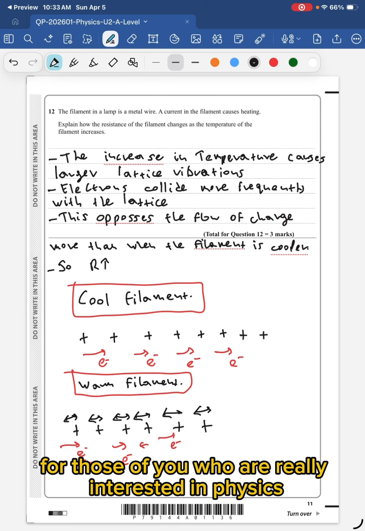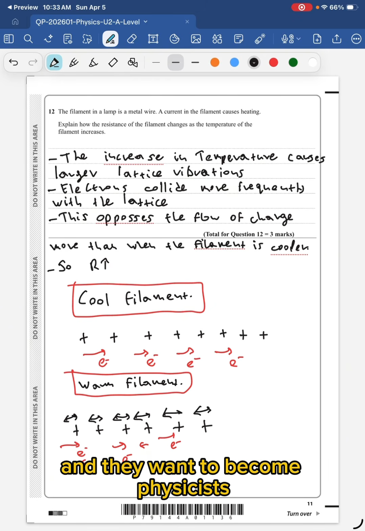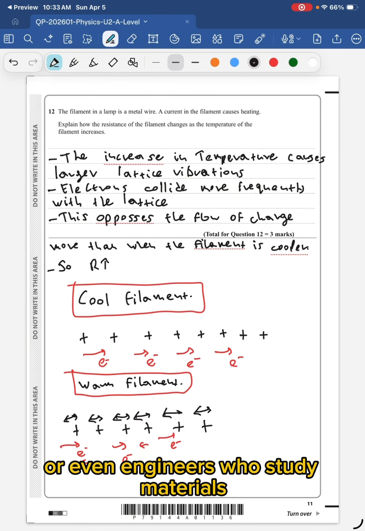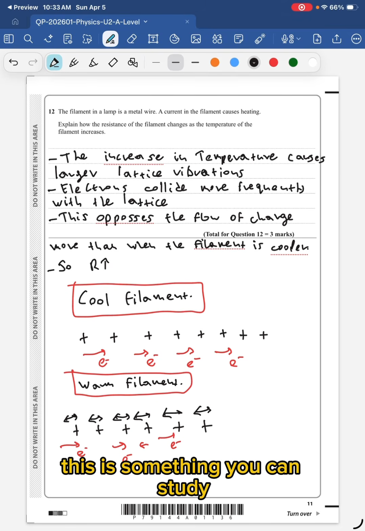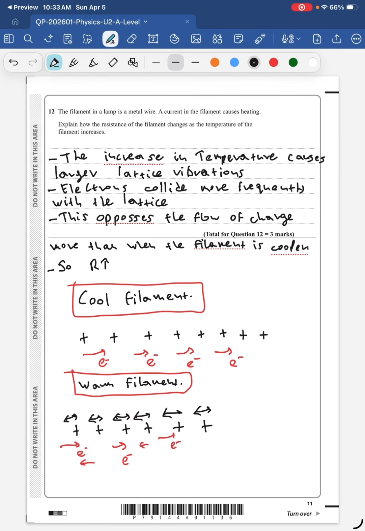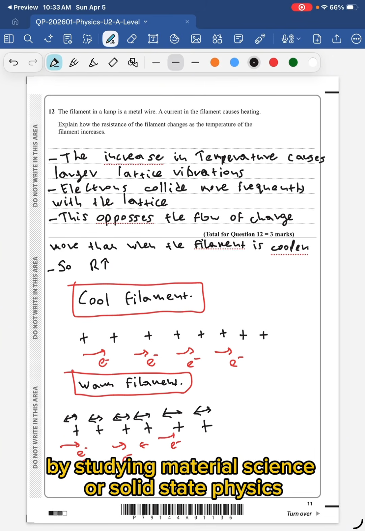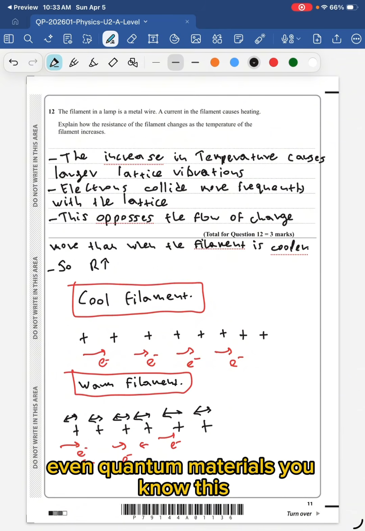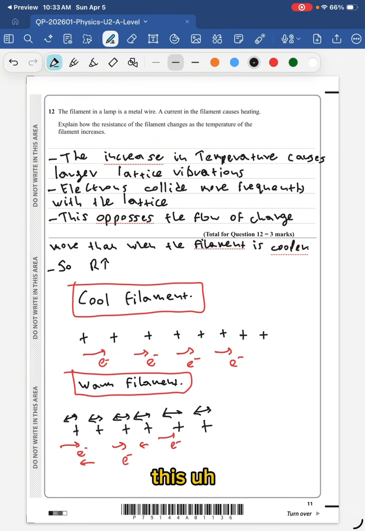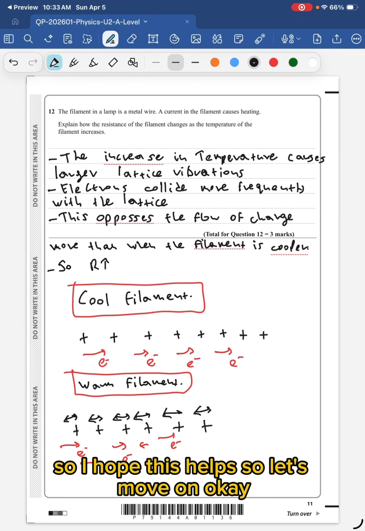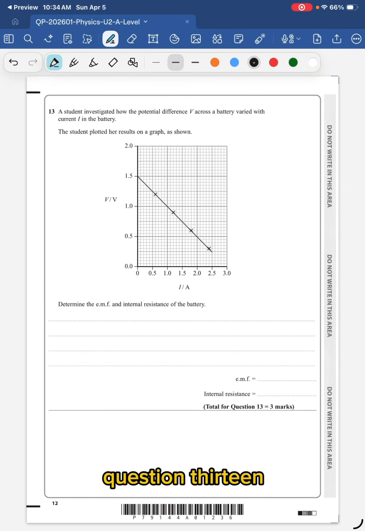For those of you who are really interested in physics and want to become physicists or even engineers who study materials, this is something you can study by studying material science or solid state physics, even quantum materials. This kind of subject is taught in those kind of studies. So I hope this helps. So let's move on. Okay, question 13.